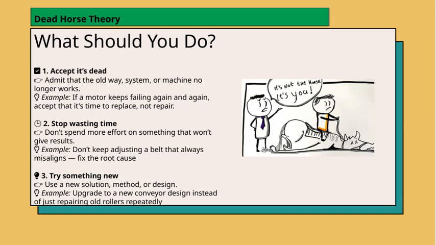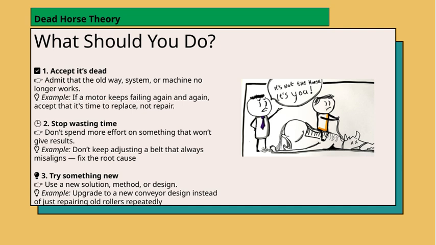All right, let's talk about the dead horse theory and what you should do when you encounter a situation where something clearly isn't working anymore. First, the key is to accept it's dead. That means you need to admit that the old way, the system, or the machine no longer works. It's important to recognize when continued effort isn't making a difference.